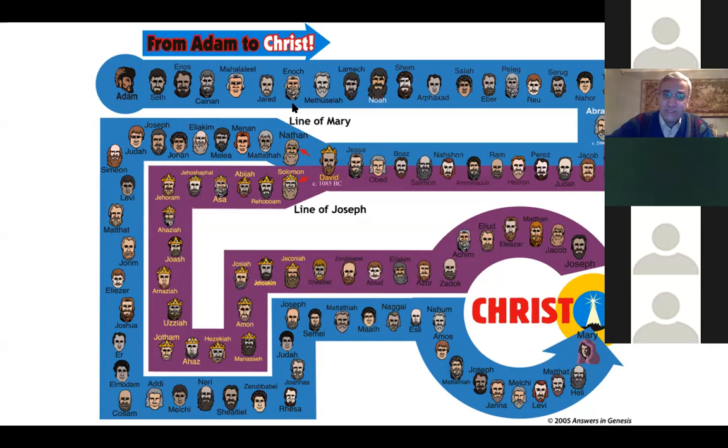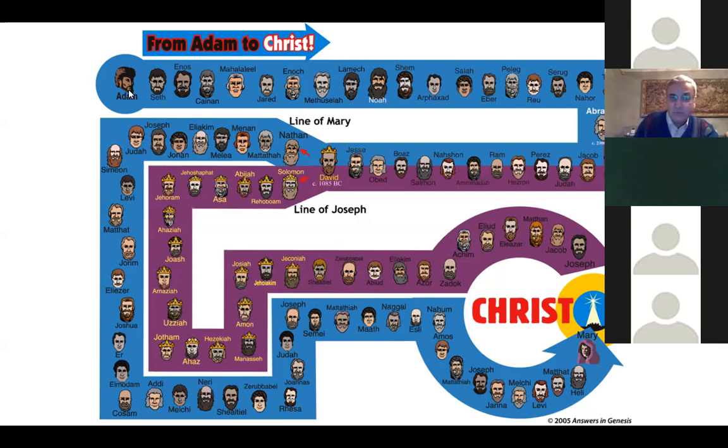So it starts with Adam. And Adam has many children, by the way. It's not just Cain and Abel and Seth. The Bible in Genesis chapter 5, verse 4, says Adam and Eve had sons and daughters. So there is a big family in the beginning, but the Bible is concentrating on the line from whom the Lord Jesus Christ will come.